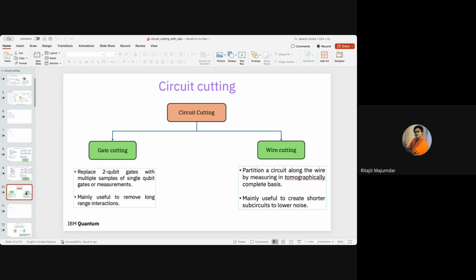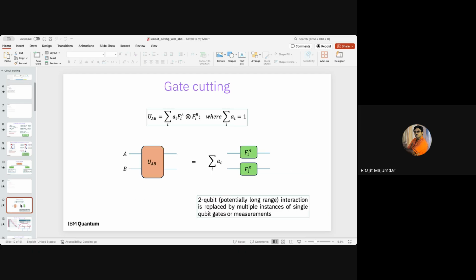So what is done ideally is gate cutting. Let's take gate cutting first. Ideally, you have a 2-qubit gate. Why is a 2-qubit gate problematic? Because when I write A and B on the coupling map, A and B may not be sitting next to each other; they may be sitting far from each other. So just to implement this 2-qubit gate, you may need many swap gates.